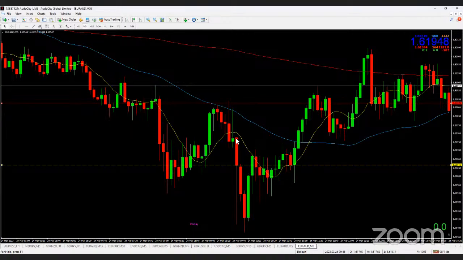So at the beginning, you might think, oh, this is too far from the 200. The price has already moved too far from the 200. But with time, you will get to know what is what.